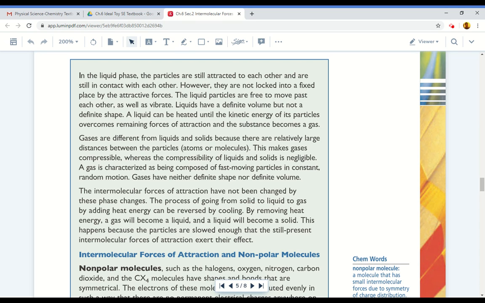The process of going from solid to liquid to gas by adding heat energy can be reversed by cooling. By removing heat energy, a gas will become a liquid and a liquid will become a solid. This happens because the particles are slowed enough that the still present intermolecular forces of attraction exert their effect.